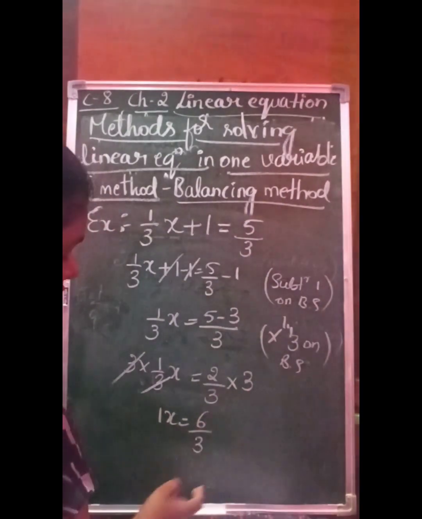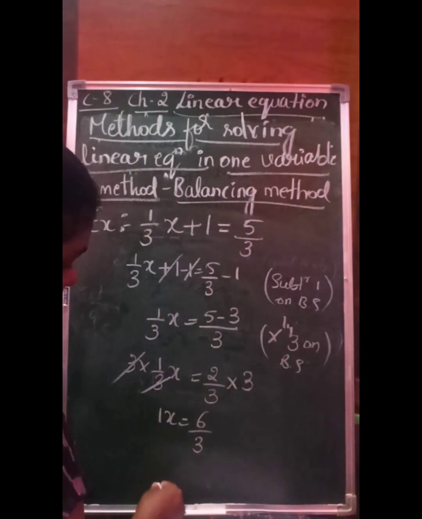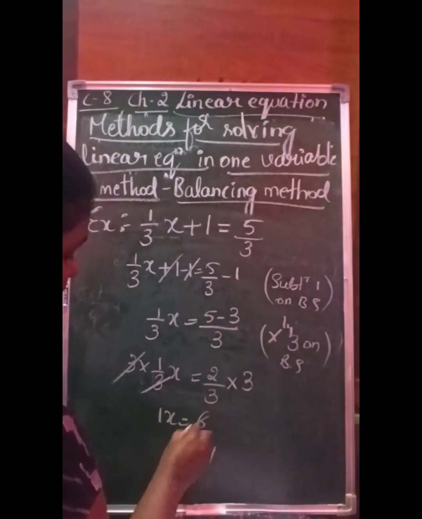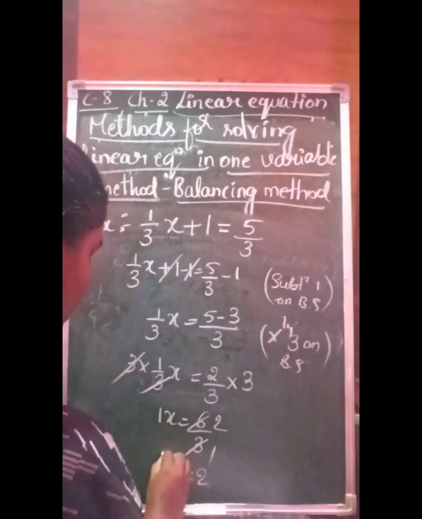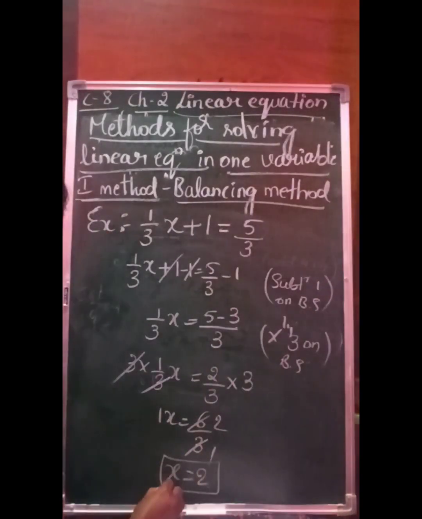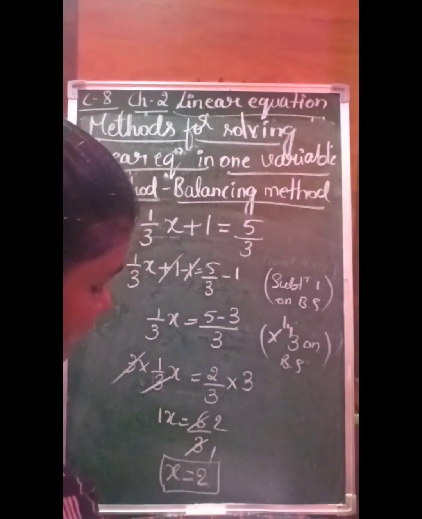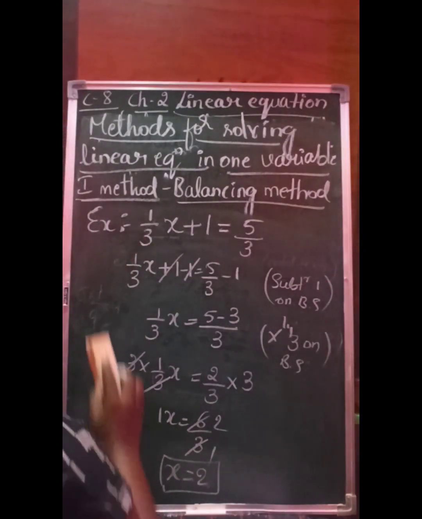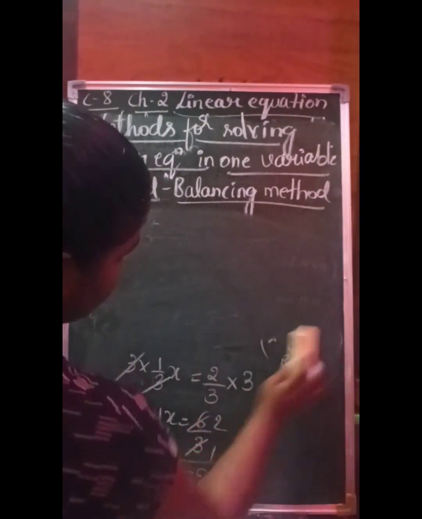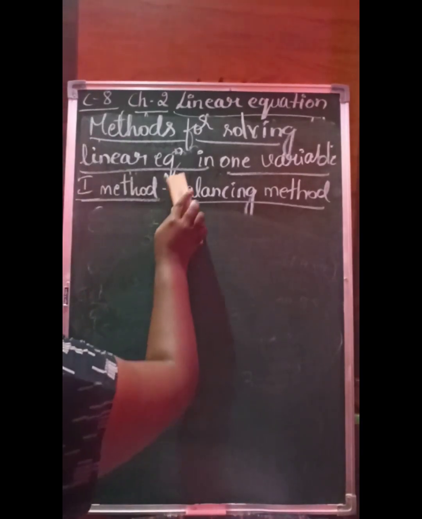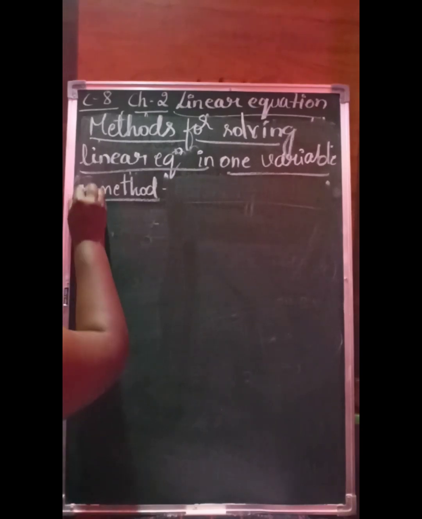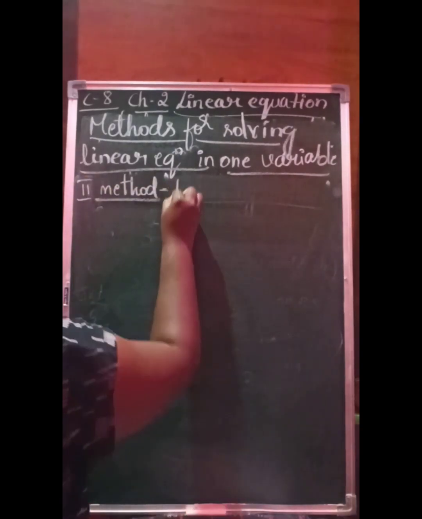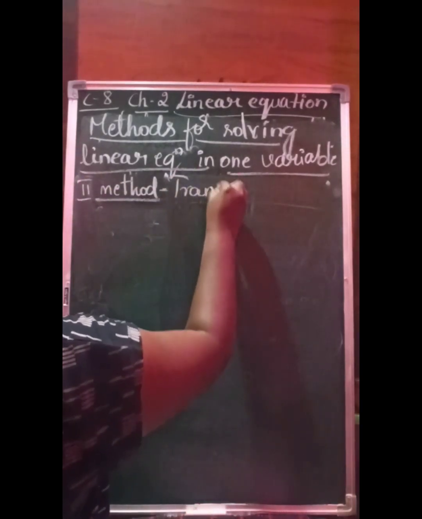Here you can cancel both numbers by 3: 3 ones are 3, 3 twos are 6. So x equals 2. This is how you have to solve the given linear equation by using the balancing method. Now let us move on to the second method, that is the transposing method.